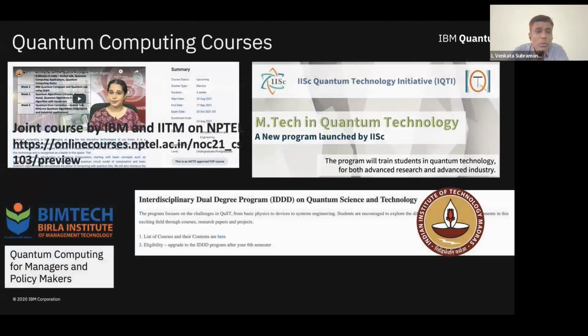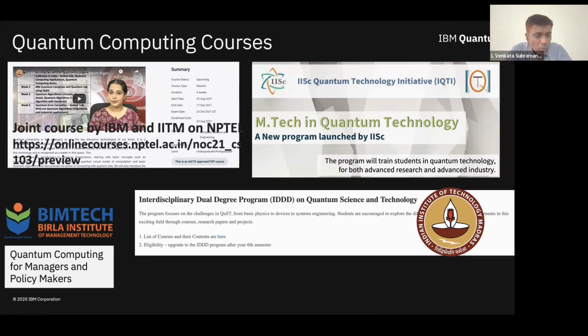There are also these quantum courses. For example, recently, at the end of last year, in August, September, October, there was a course jointly with IIT Madras that we offered on NPTEL. There were over 10,000 registrations. There was an MTech program that started in ISC in 2021. For I think 20 slots, they had 1,000+ applications, right?